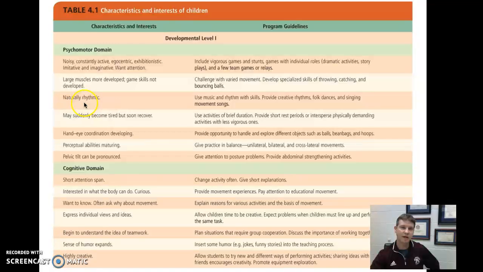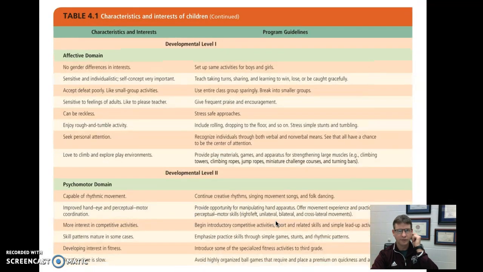My students in developmental level 1 are naturally rhythmic. They love to dance, so I use music and a lot of rhythmic skills. So I'm recognizing this in the student, and then I'm using that to my advantage as a teacher. In their cognitive domain, they have a short attention span. So I change the activities very often, and I give very short explanations about our activities, and then the students get to work. So you can see here that you recognize the characteristics of the students, and then you have guidelines that go into that.